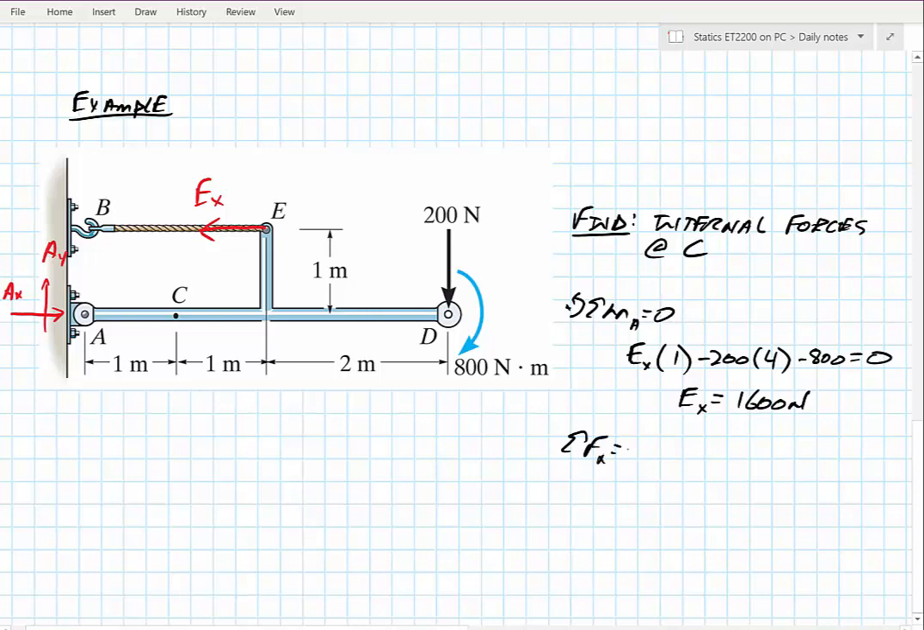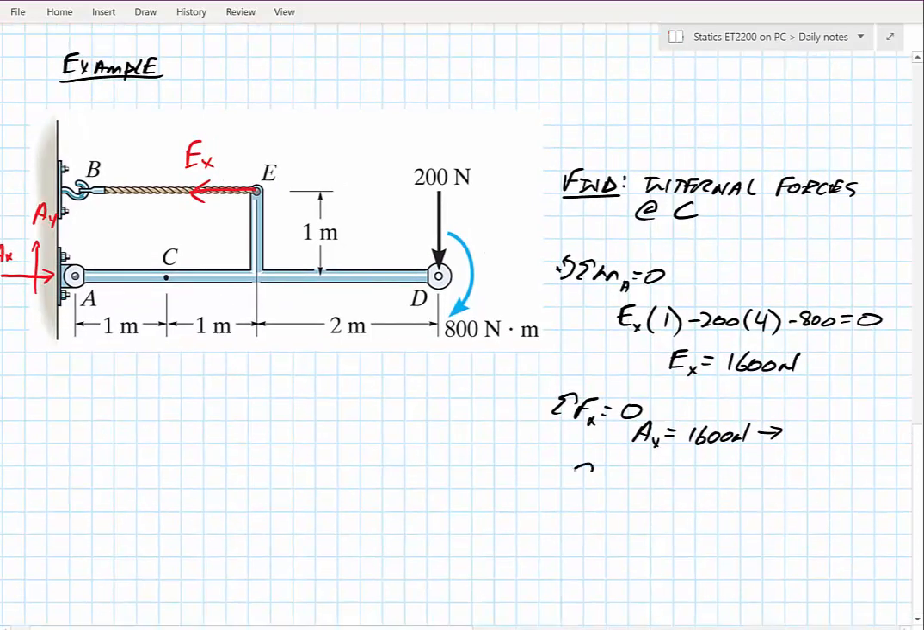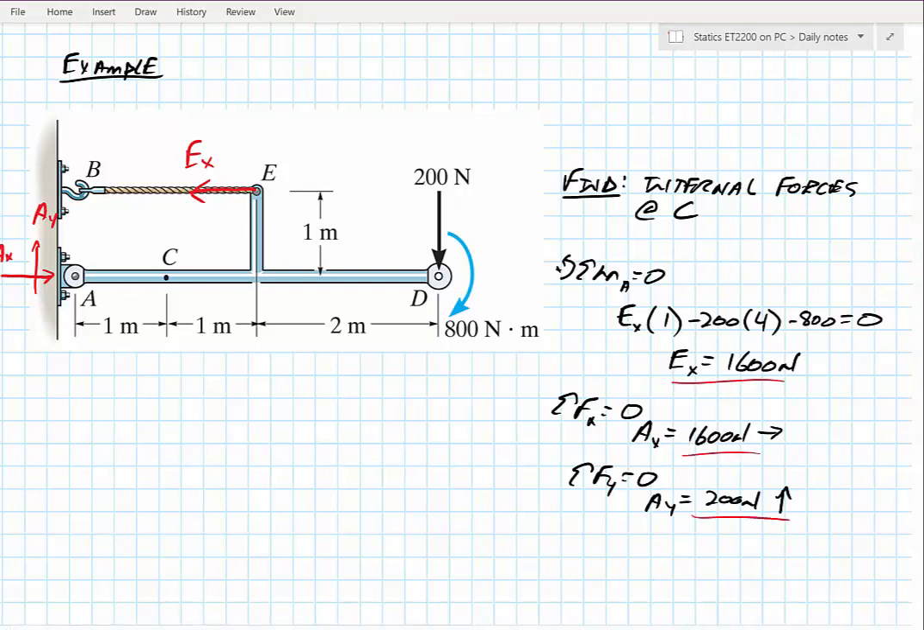And from the sum of the forces in the x direction equals 0, I find that AX must be equal to 1600 newtons pointing to the right. And from the sum of the forces in the y direction equals 0, I'm balancing out that 200, so I end up with AY is equal to 200 newtons pointing up. So once I have those three reactions, now I can break it apart.